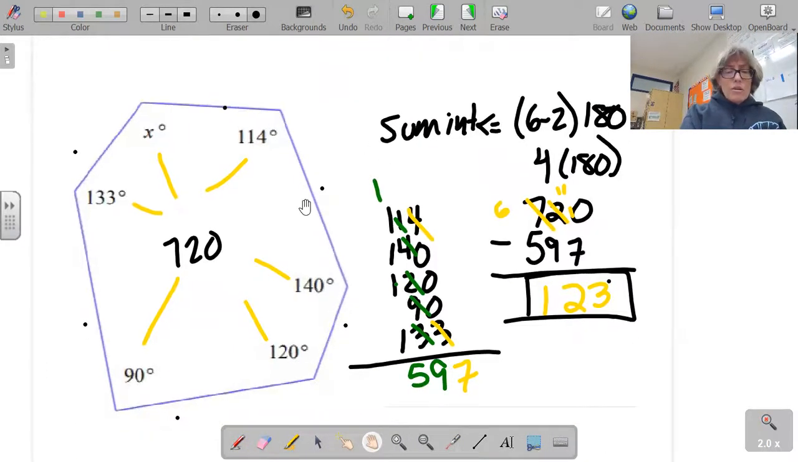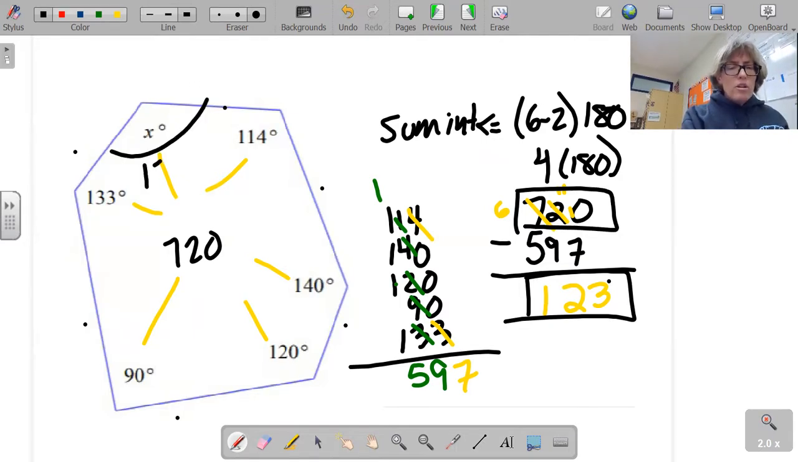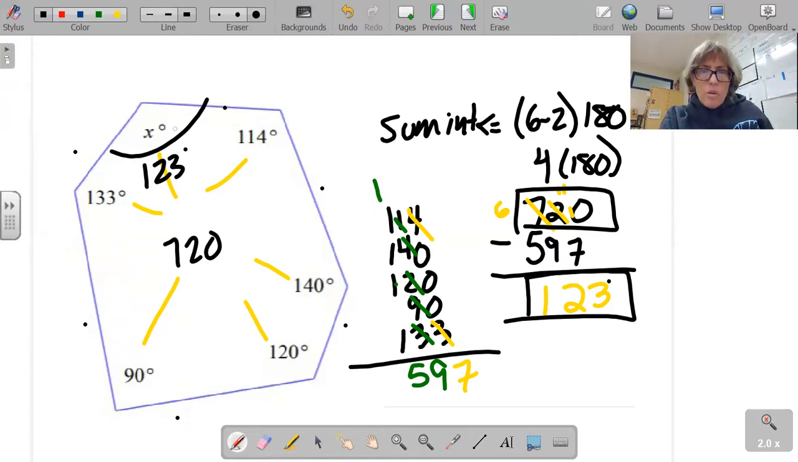Find x. Well, you first had to find the sum of the interior angles. So the sum of the interior angles, because it's a hexagon, was 720. You add it up, take it away. This last angle here should have gotten 123. 10 seconds for you to correct your work.